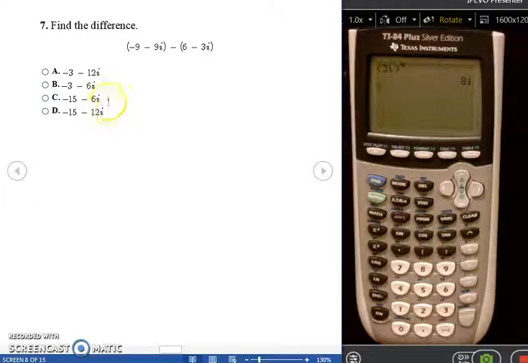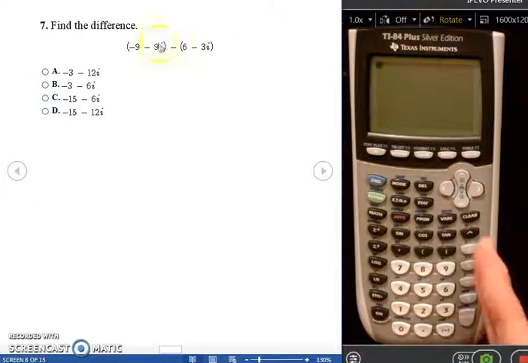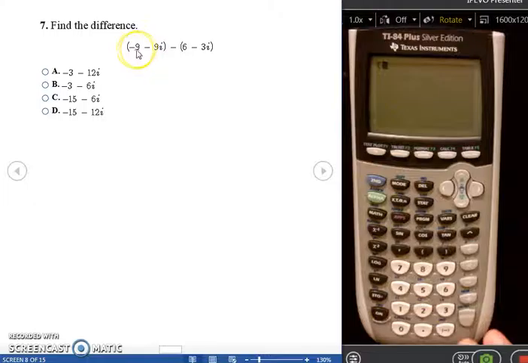Now I'm looking at problems where I'm subtracting two complex numbers, and once again I'm just going to type in the calculator what I see on the screen. So I'm going to have a parenthesis, and then it's -9, so I need to use the negative button down here, not the minus button. Make sure you keep them straight or you'll confuse the calculator.